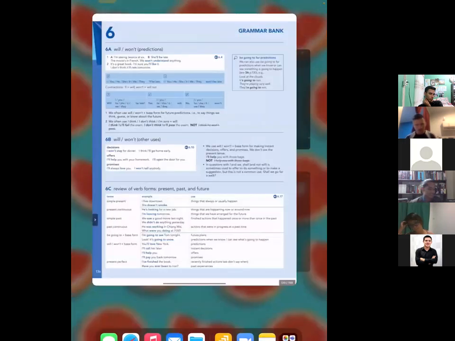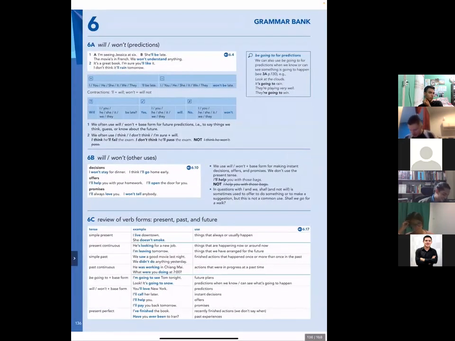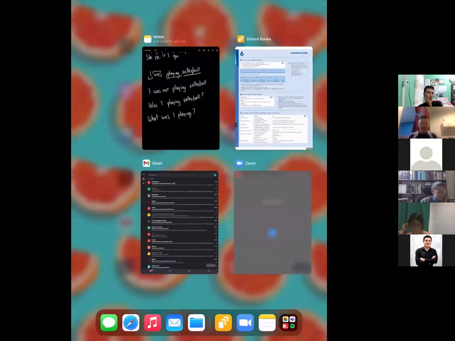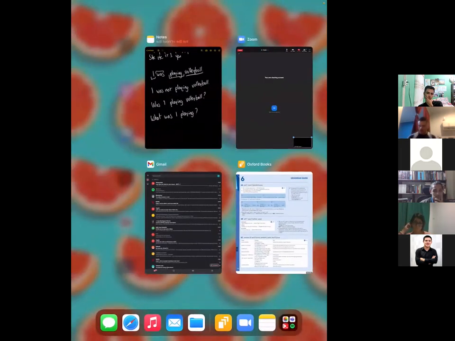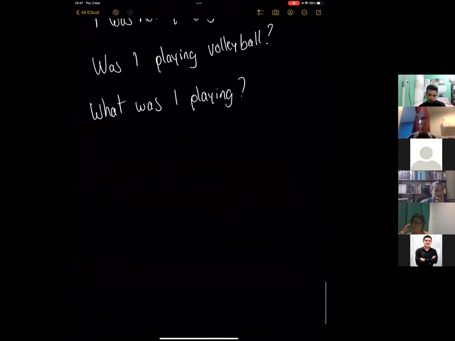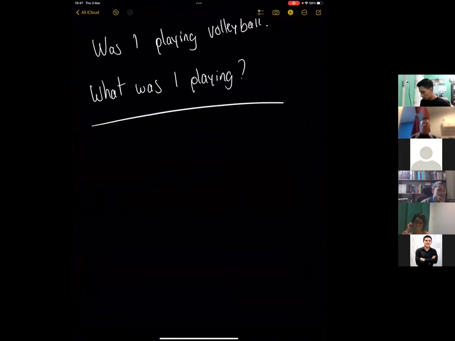Now, let me see which is the following tense. The following is be going to plus base form, and will or won't. Okay, will and won't we already covered, so we don't need to go through that one. But, sorry, wrong screen, this is the one. For right now, let's say future, because both of them are future. Let's do a quick summary of it.